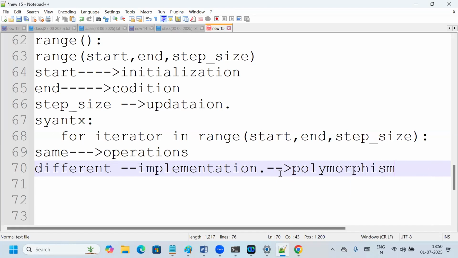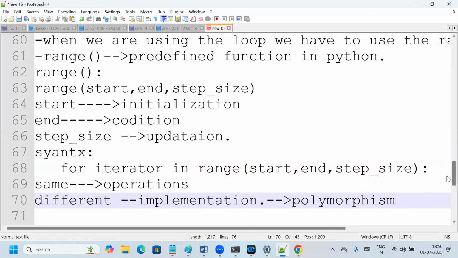See, polymorphism is not at all a technical concept, guys. It has come into your programming language, but that doesn't mean polymorphism is a technical concept. The philosophy behind polymorphism is that you are doing the same sort of task with different implementation. In computer science language, we call that polymorphism. Right, fine.